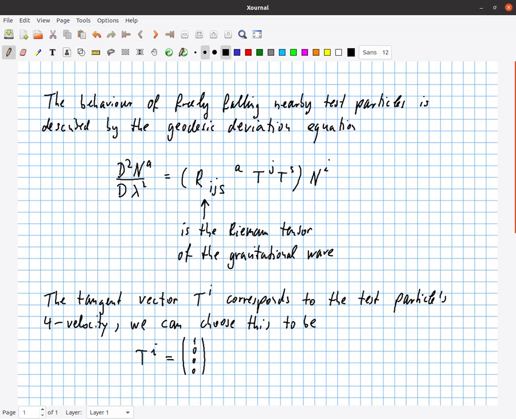And why can we neglect deviations from this very simple form? Simply because R is already of the order h, which is small, which means any deviation of T from 1, 0, 0, 0, the simplest tangent vector we can think about of a particle at rest, would lead to higher order contributions, which we can hence neglect.